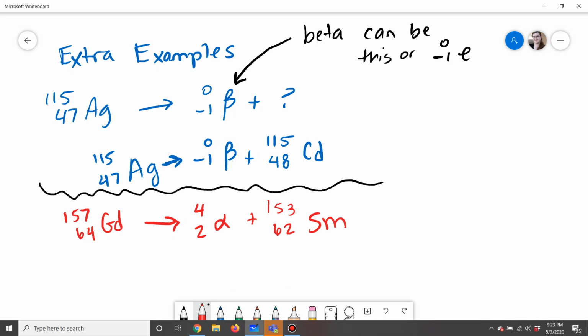Alright, so those are your examples. You only have a few of these types of problems on your assignment for the week. The rest are just going to be definition based, or they're going to be based around reflecting on the differences between different types of nuclear decay or nuclear reactions, things like that.